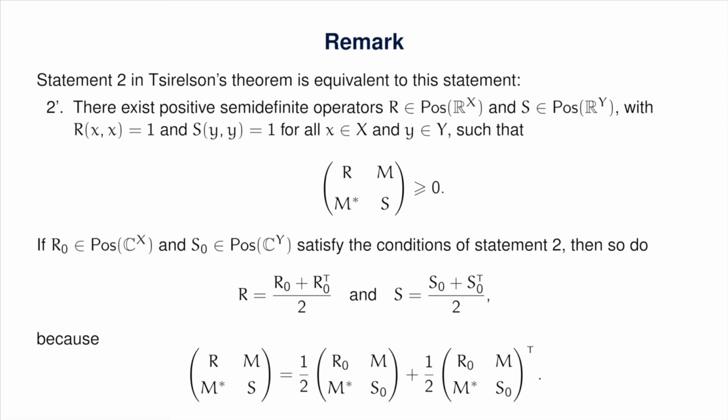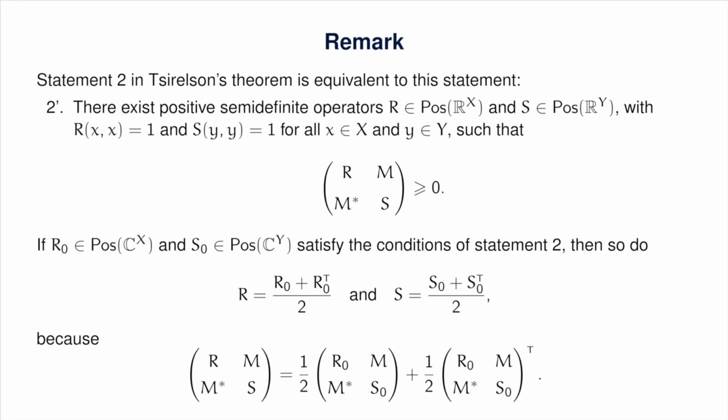Specifically, let's suppose that R0 and S0 are positive semi-definite matrices that may have complex number entries that satisfy the requirements of the original second statement, meaning that by plugging these matrices into the 2x2 block matrix with M and M adjoint on the off-diagonal blocks, we obtain a positive semi-definite block matrix. And of course, R0 and S0 have diagonal entries equal to 1. We may then define R and S as is written here. R is the average of R0 and R0 transpose, and likewise for S.